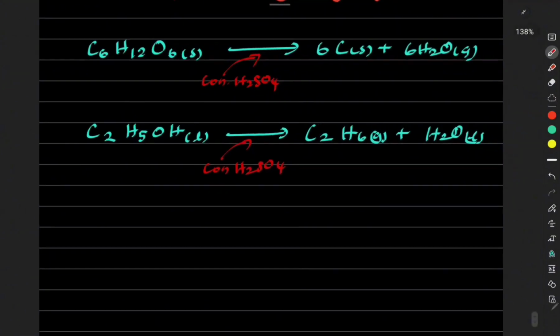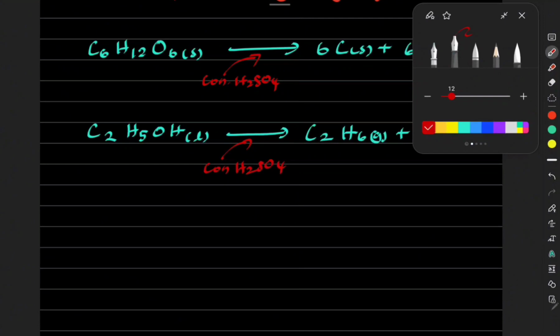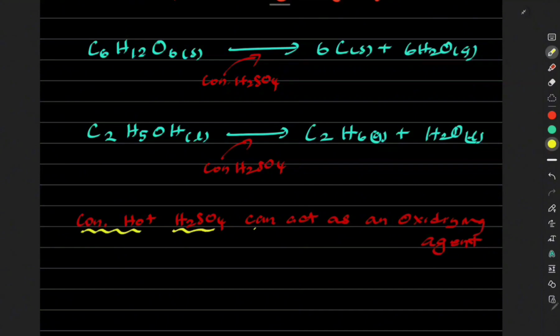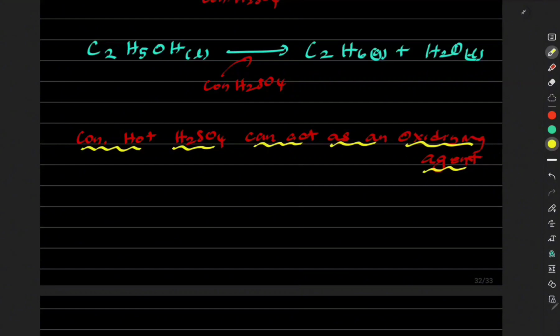Our next subtopic under sulfuric acid reactions is hot concentrated H2SO4. Concentrated hot H2SO4 can act as an oxidizing agent. Let's look at the reaction. H2SO4 reacts with metals and non-metals. They form sulfur dioxide and H2O liquid. Let's look at the reactions.